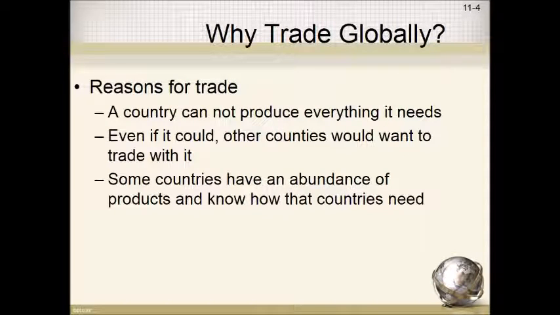We touched briefly on why trade globally. The reason for trade is a country cannot possibly produce everything it needs. Even if it could, other countries would want to trade with it. Some countries have an abundance of products and know that other countries need them.